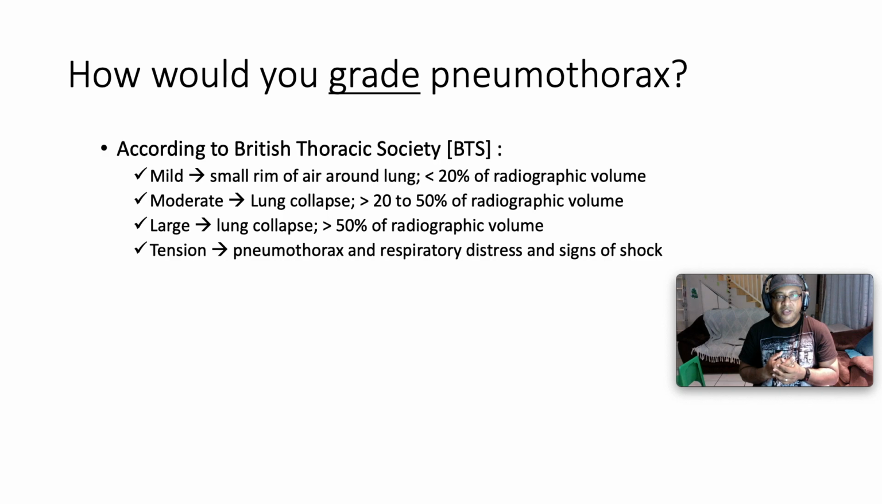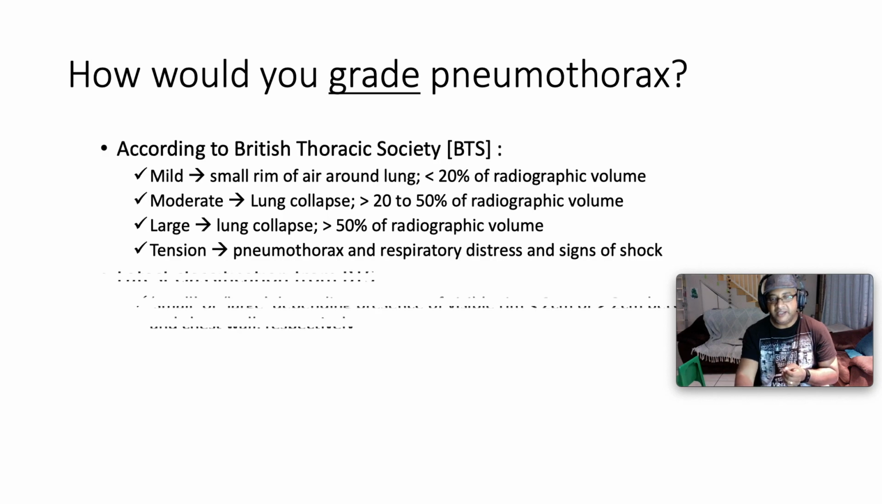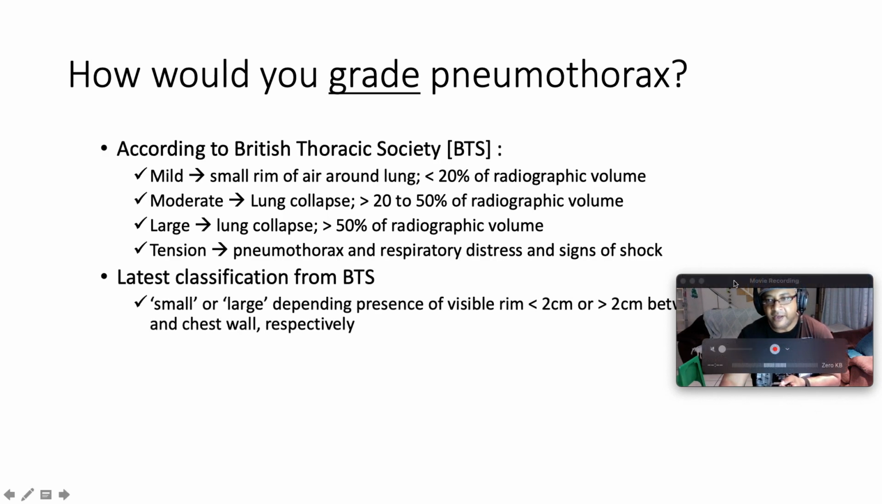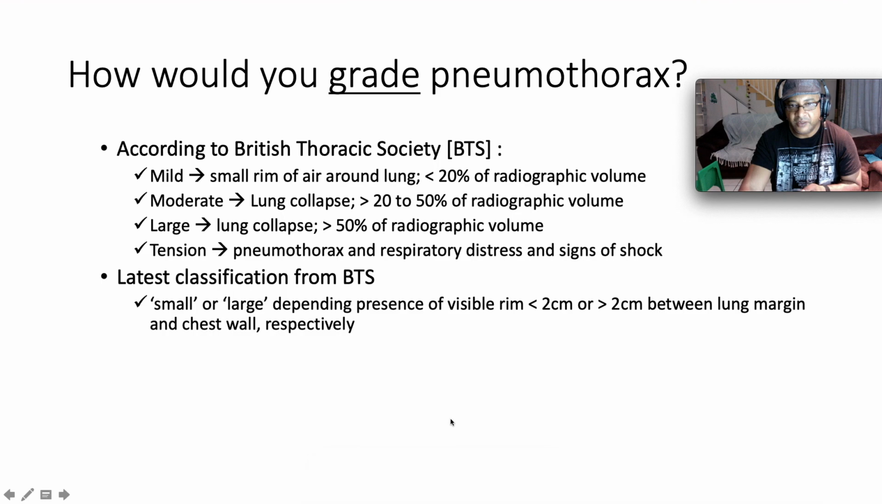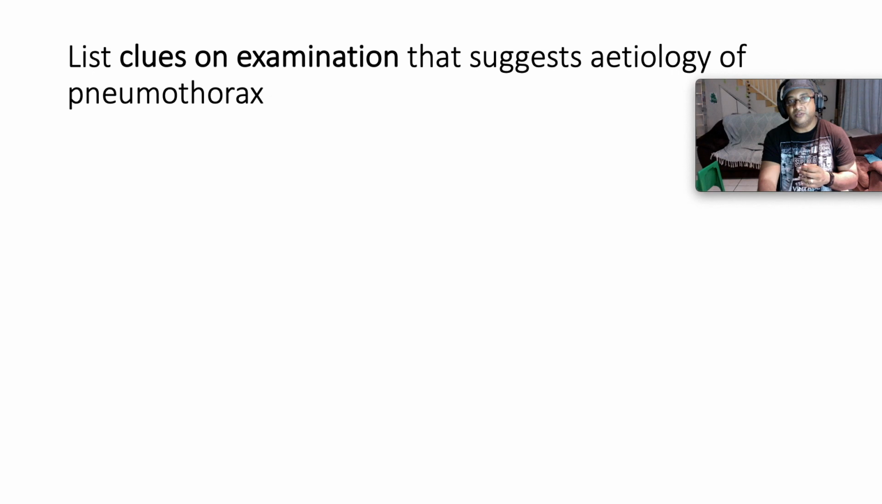A large pneumothorax refers to a lung collapse with greater than 50% of the radiographic volume of the lung involved in the rim of air around the lung. And lastly, tension pneumothorax, when we have pneumothorax and respiratory distress and signs of shock already. However, the latest classification just describes a pneumothorax as being small or large depending on the presence of a visible rim of air around the lung, being less than or greater than 2 centimeters between the lung margin and the chest wall respectively. So small pneumothorax is less than 2 centimeters, large pneumothorax greater than 2 centimeters, right?